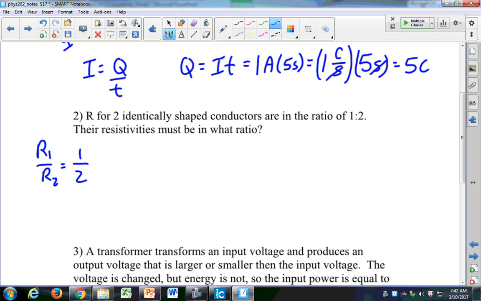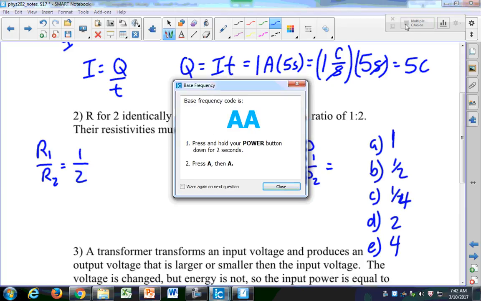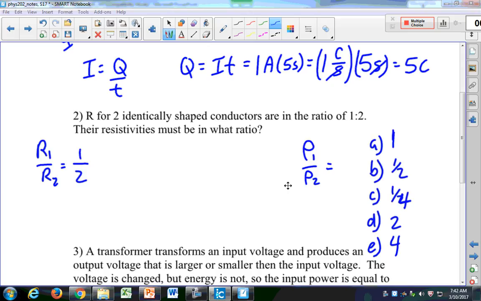So here, if I have 2 identically shaped conductors in a ratio of 1 to 2, the resistivities must be in what ratio? Well, you have several options, right? It could be their resistivities, that is rho 1 over rho 2. It could be A, 1. It could be B, 1/2. It could be C, 1/4. It could be D, 2. Or it could be E, 4. That rho 1 could be bigger or smaller than rho 2. Or it could be by a factor of 2 or by a factor of 4.